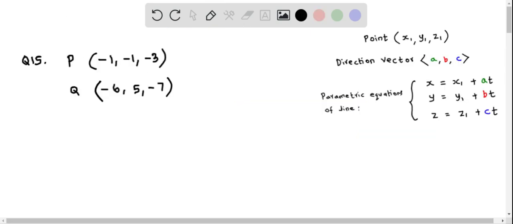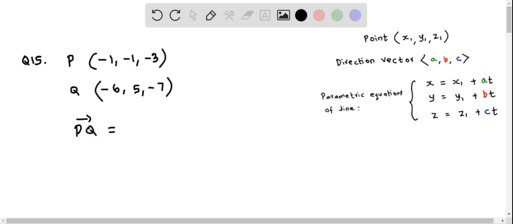Let's do question 15. Here we are given 2 points and we have to determine the parametric equations of the line. To determine the parametric equations of the line, we need a point and a direction vector. Here we are given only 2 points but not a direction vector. So first we will find a direction vector, that is, the PQ vector will be the direction vector. So let's find the PQ vector.